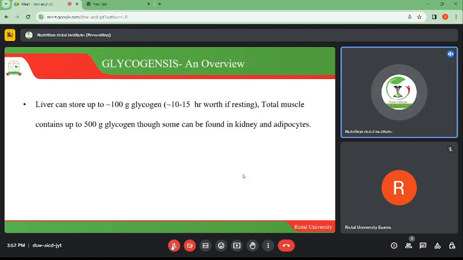Going ahead, we look into this: the liver can store up to 100 grams of glycogen, which will last you 10 to 15 hours if you're resting. So let's say you're just resting, you're not playing football, you're not running, you're not jogging, you're not doing any other activity, but you have your glycogen stores. 100 grams can take you for 10 to 15 hours in that range.